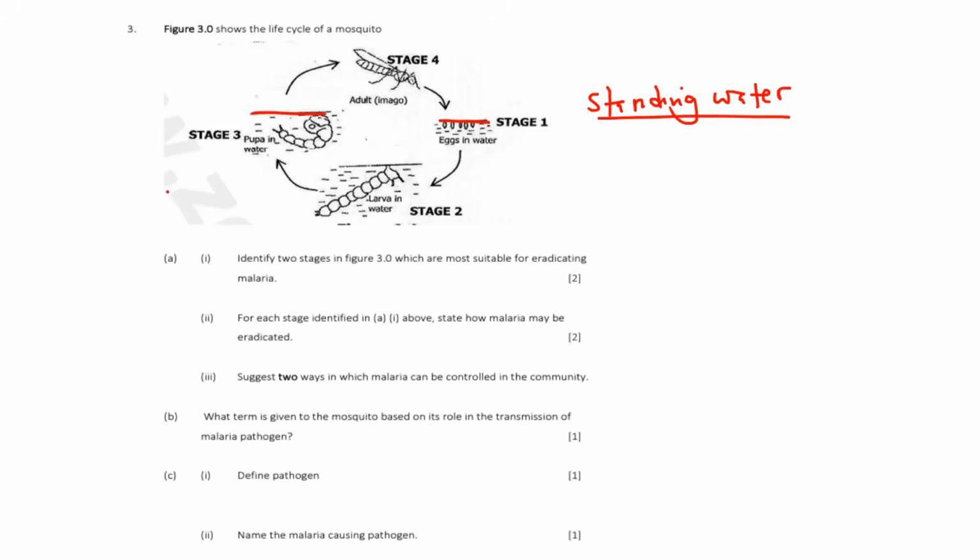So in the first stage, the mosquito lays eggs in water, and after some time the eggs hatch into what we call larva, or larvae in the plural. This is the larva in water. After some time the larva changes into a pupa, which still occurs in water.